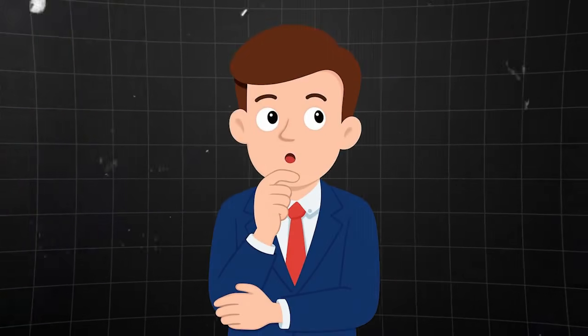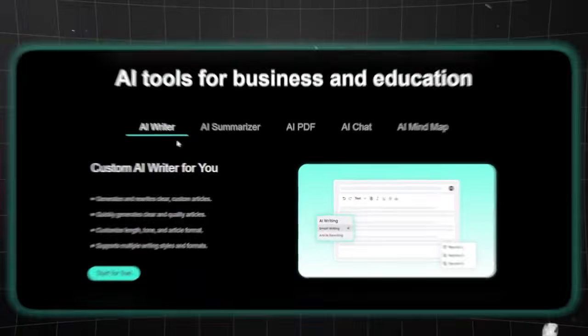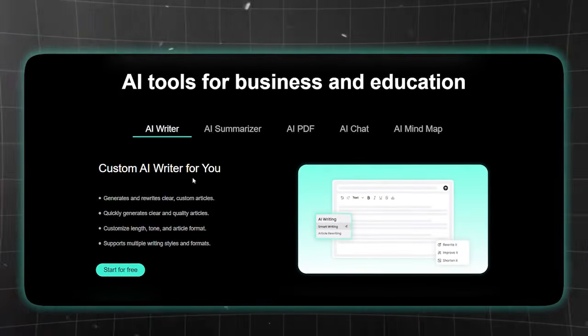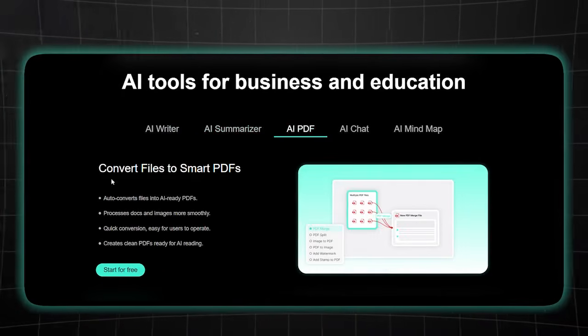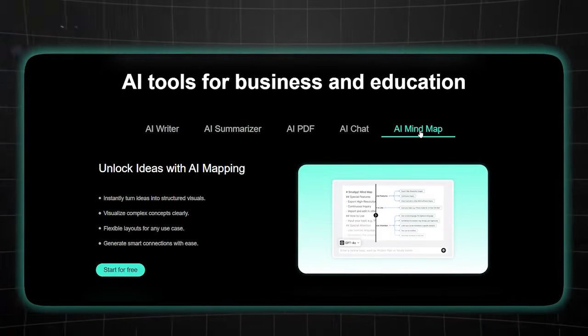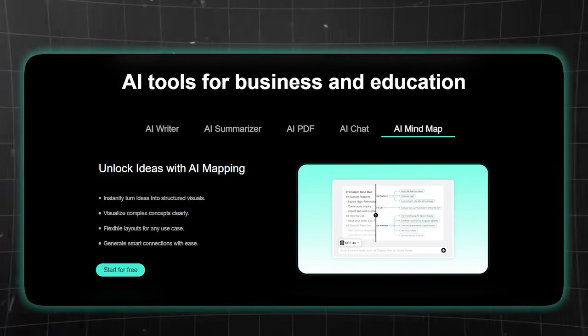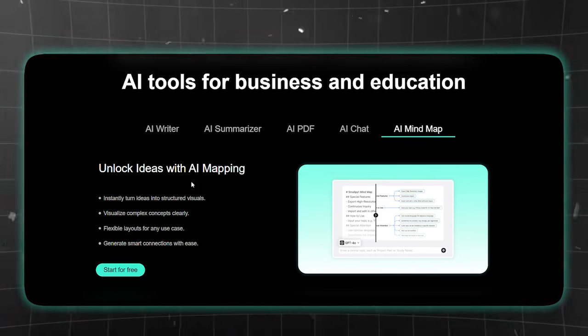So what exactly can Smallppt do? It can generate entire slide decks from a single sentence, summarize documents, write full articles, and even turn your ideas into interactive mind maps, all within one clean and intuitive workspace.